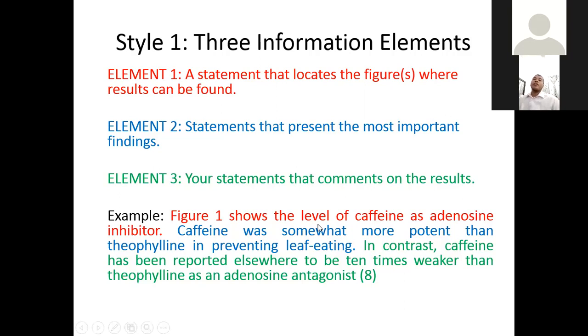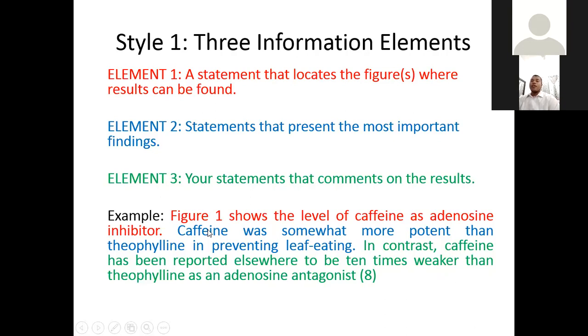And the third element, the comment of the result. So you elaborate on the result. For example, in contrast, caffeine has been reported as well to be 10 times weaker than theophylline as adenosine antagonist. I then put everything in 3 elements. You can see here. Okay.